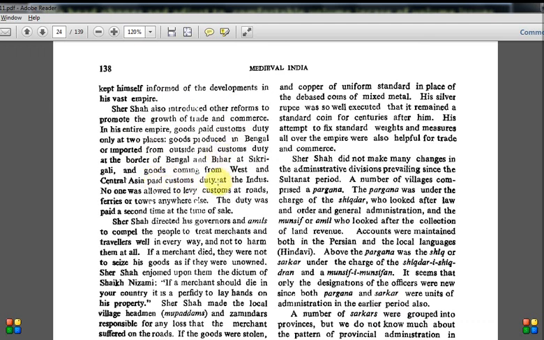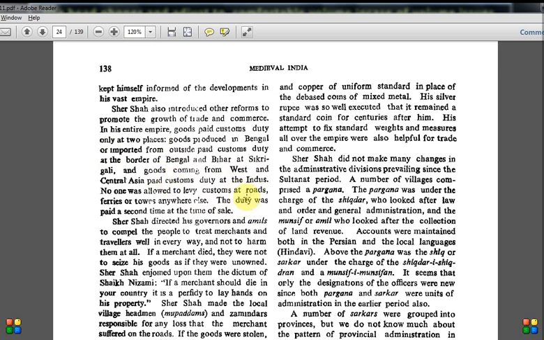So the eastern side it's there, and the western side also it is there. Internally, no local customs or entry tax, nothing is there. So it's just like a pan-India thing, and you can say Sher Shah is one of the rulers who actually had the idea of a holistic India. Till then India was under different small kingdoms.